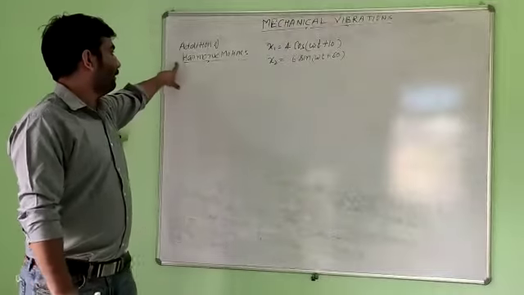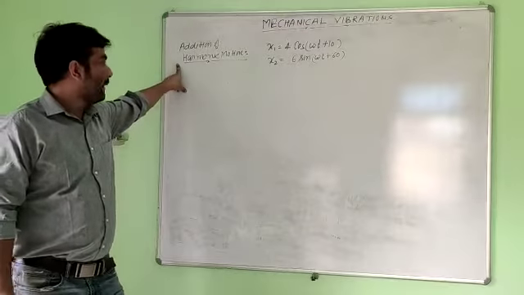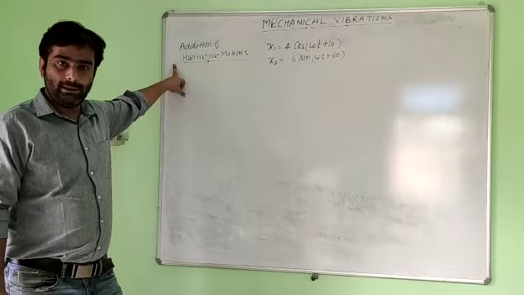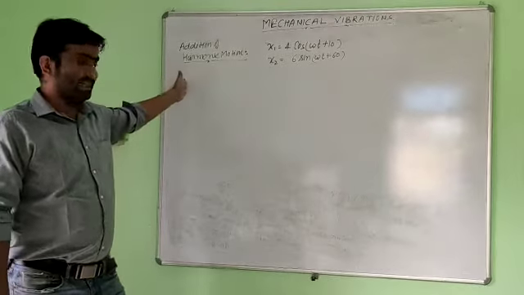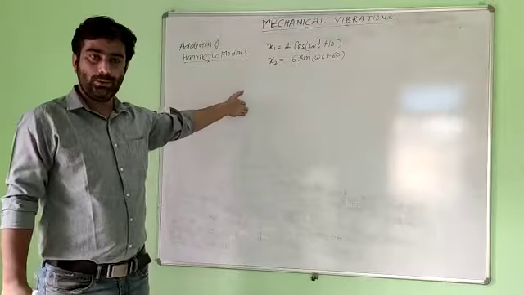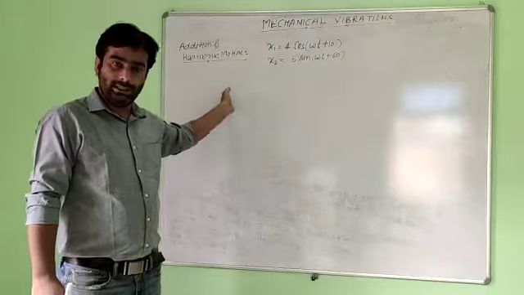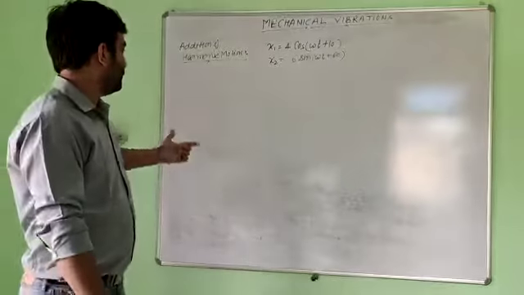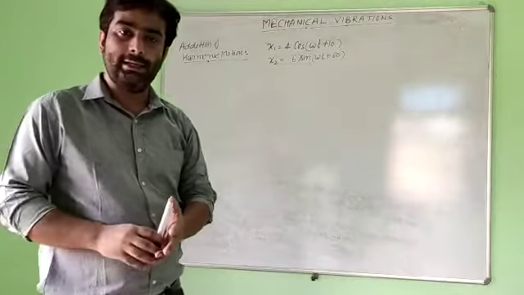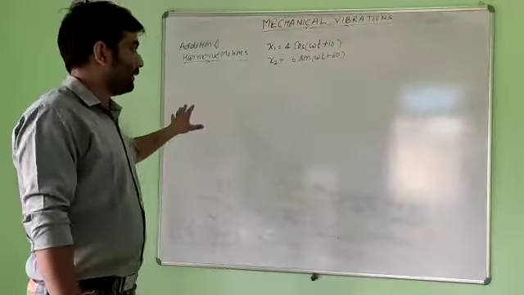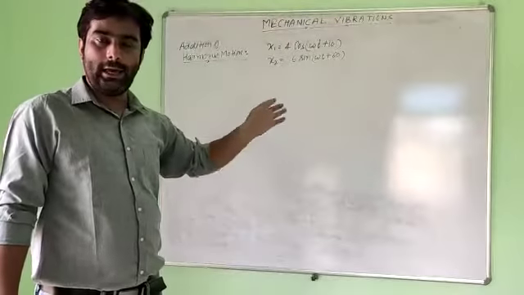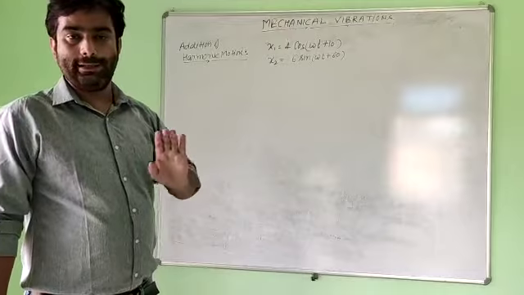Topic: addition of harmonic motions. Addition of harmonic motions with the help of the analytical method. The method was simple. X is the resultant. We assumed x is equal to x1 plus x2, then x is equal to a sin omega t. We then compared the coefficients of sin omega t and cos omega t, and calculated the amplitude of the resultant and the phase angle of the resultant.